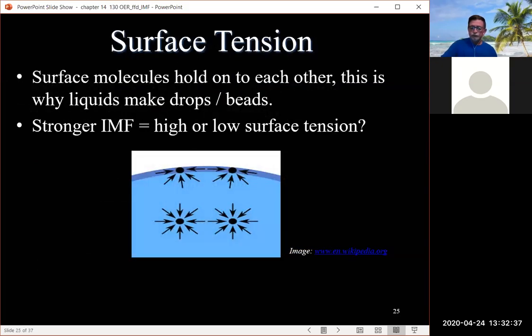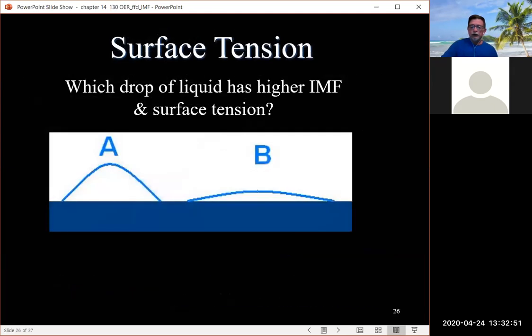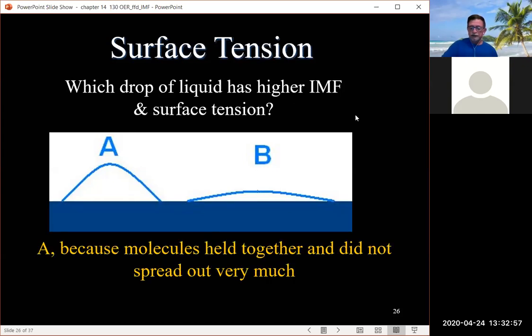Surface tension: stronger IMF results in higher surface tension. Same reasoning again, with the molecules interacting with each other. All right, and this is an example here. We've got A. A has the higher surface tension because the IMF interactions for A are stronger, so the molecules are being held much closer together, compared to B, where the liquid kind of just flattens out a little bit relative to A.